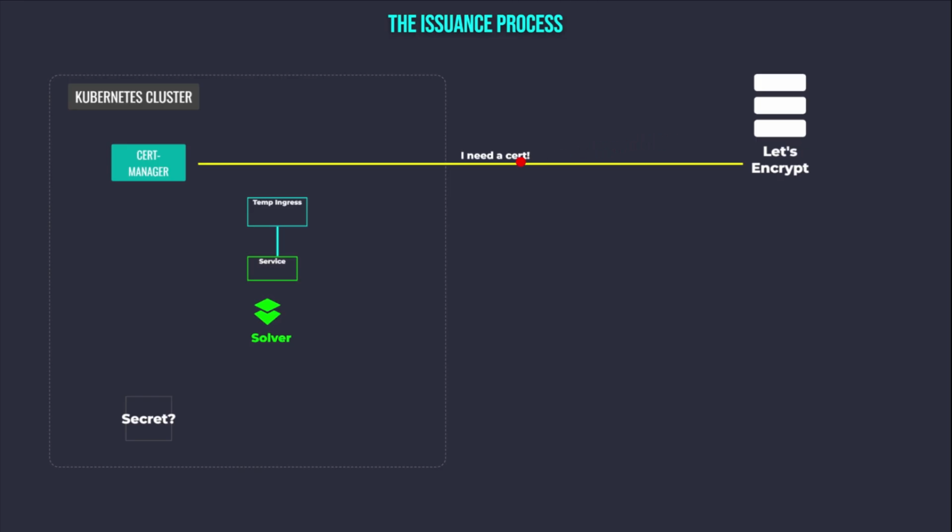The Let's Encrypt server then sends a hypertext transfer protocol request to your domain on port 80, hitting the temporary ingress, which forwards it to the solver pod. If the token matches, the challenge is successful and the certificate is issued. This entire process must complete within a few minutes, or the challenge times out.